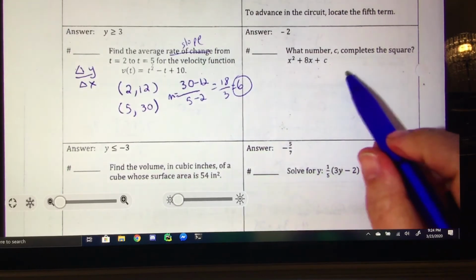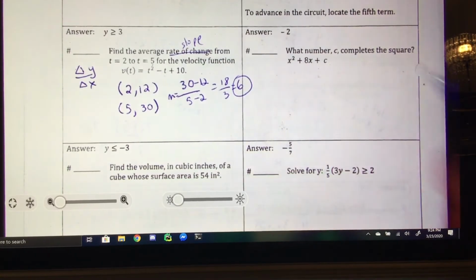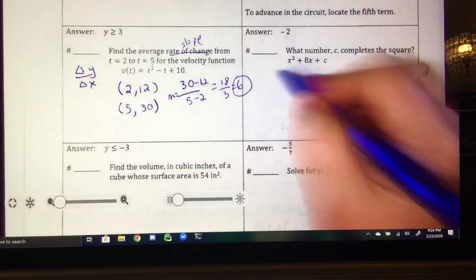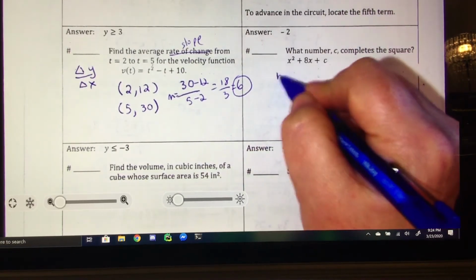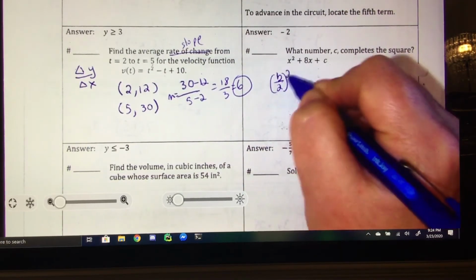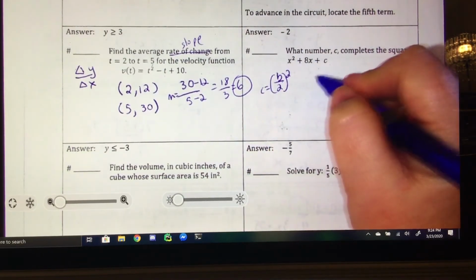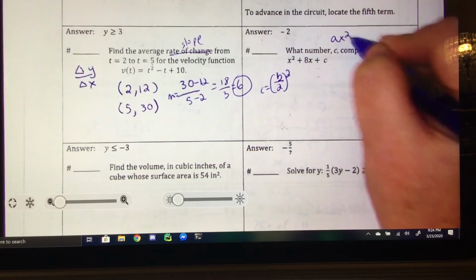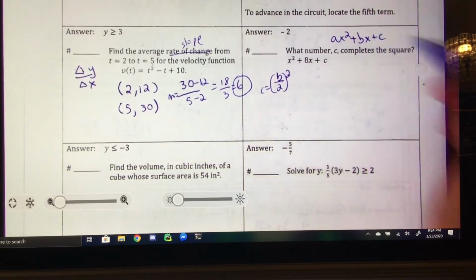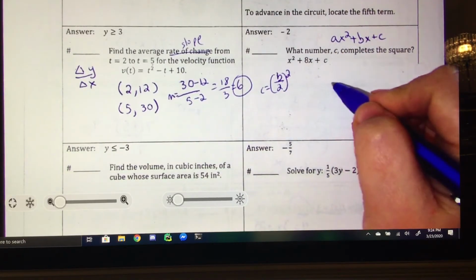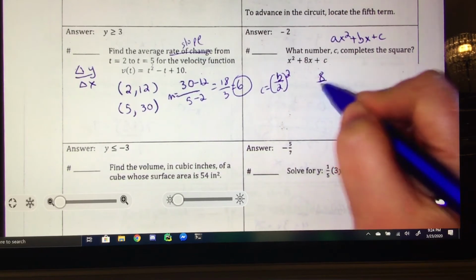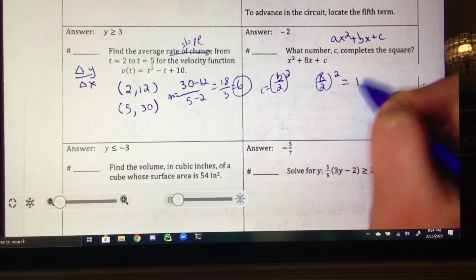So what number C completes the square? This is from Math 2. To find C, it's b over 2 squared. Okay, so if b is 8, because remember ax squared plus bx plus c, this gives me 8 over 2 squared, which is 16.